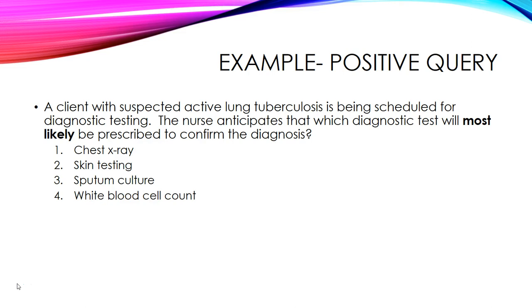That's sputum culture. Chest x-rays, skin testing, and white blood cell counts are just a superficial screening tool. They're not going to give you very specific information, versus a sputum culture. It can actually be looked at under a microscope and you can determine the exact cause of their infection, whether it's tuberculosis or not. So that one is the most specific, and that's where most likely would be that strategic wording to help you figure out which one of these answers is correct.